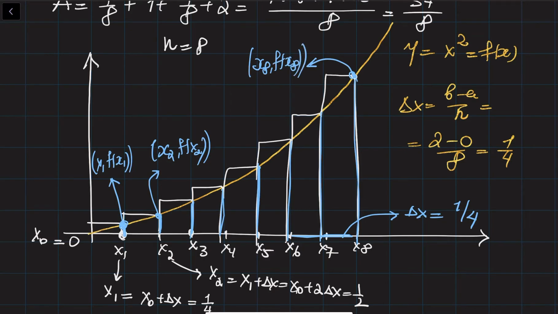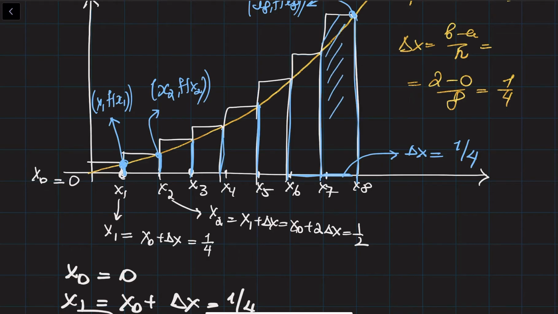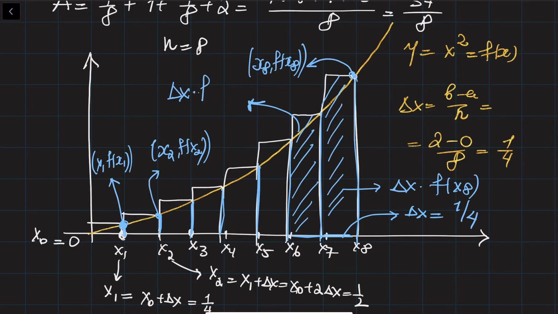Well, then it's always going to be the height times the width. So the width is delta x, and the heights are going to be f of x1, f of x2, and so on, up to f of x8, right? So the area of this rectangle here is going to be equal to delta x times f of x8, and the area of this rectangle here is going to be equal to delta x times f of x7, and so on.